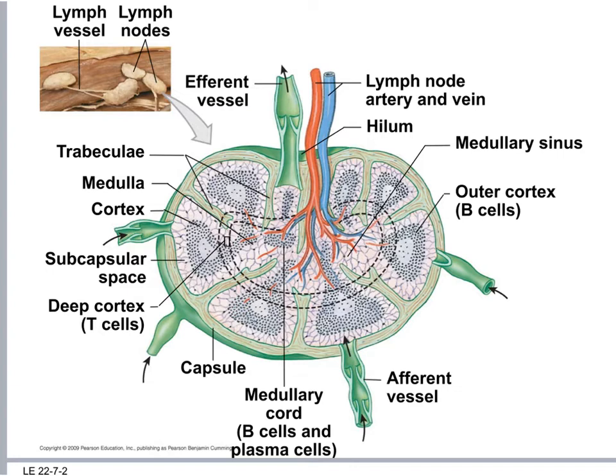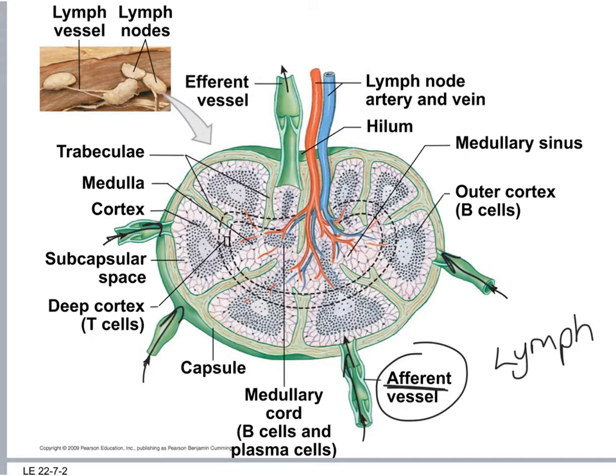And if we look, we can see that there's some afferent vessels bringing the fluid in. So afferent means arriving, right? And there's several of them. So there's a lot of fluid from these lymphatic vessels, a lot of lymph, which is what the fluid is called, lymph. A lot of lymph is flowing into that lymph node. But then there's only one efferent vessel. So the efferent vessel is carrying the fluid out. And there's only one of those.